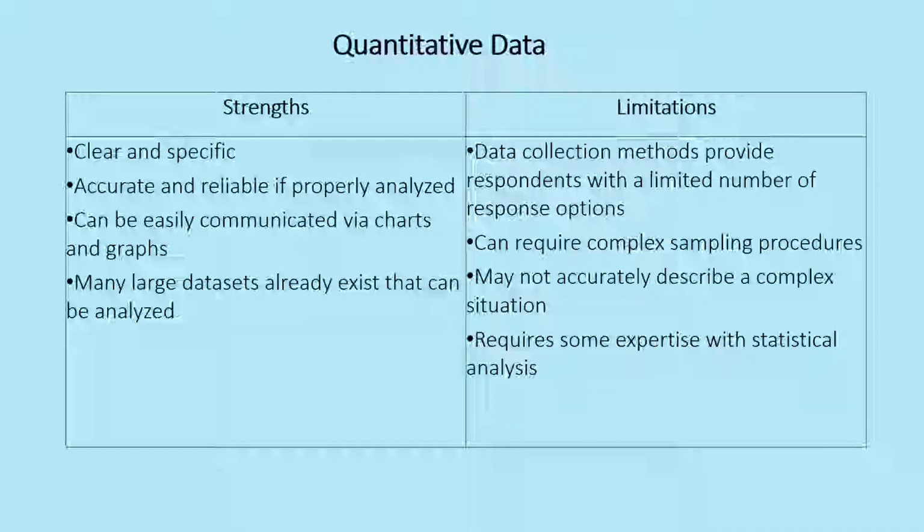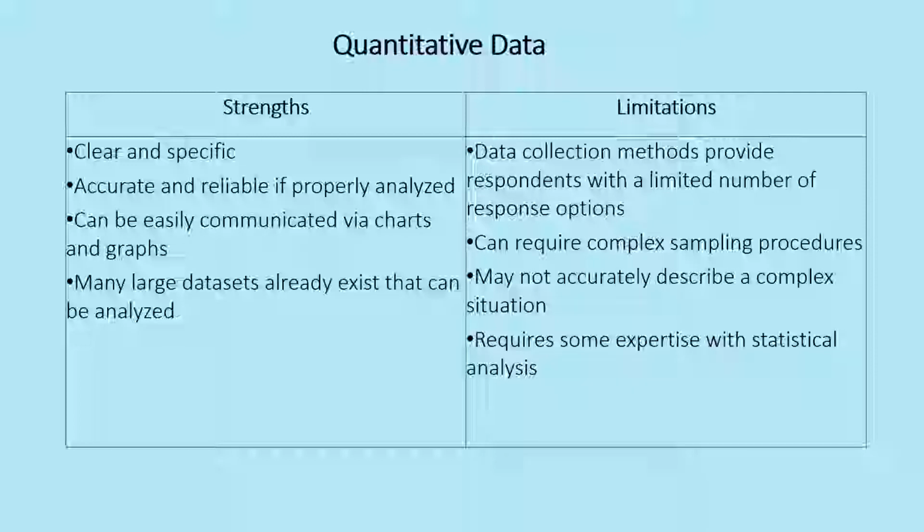When we look at quantitative data, we look at its strengths because they're clear, specific, and numeric. They're accurate and reliable as far as when we do our analysis. They can be easily communicated via charts and graphs, and then also there may be data sets out there that can be utilized in the study that already exist.